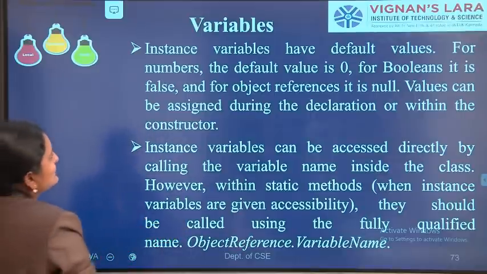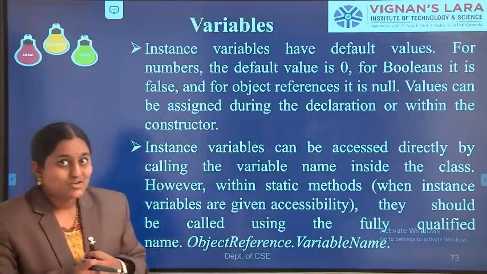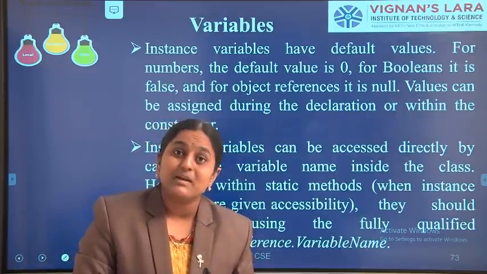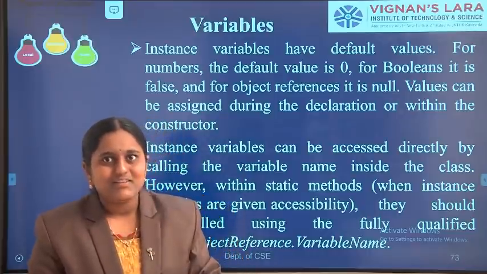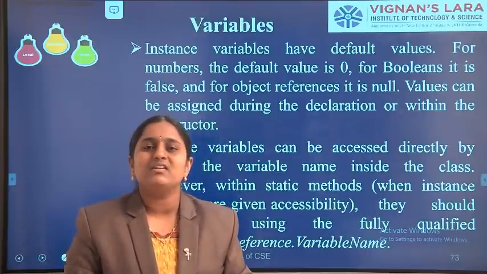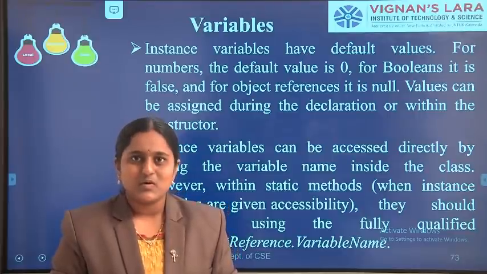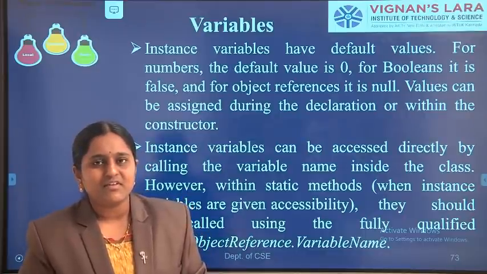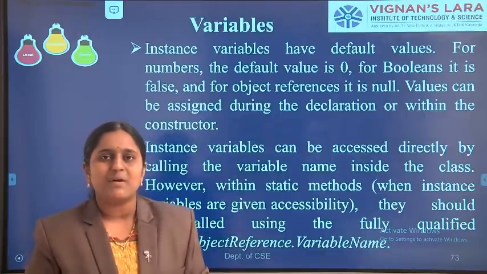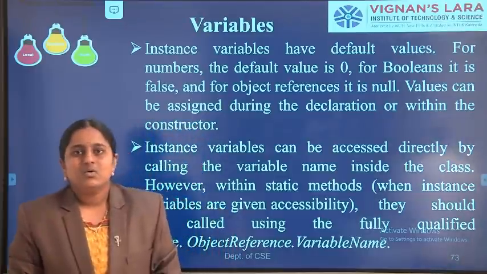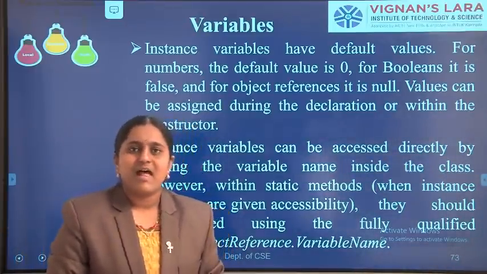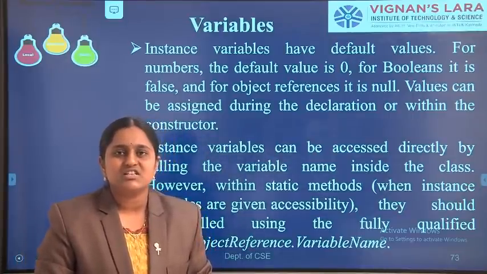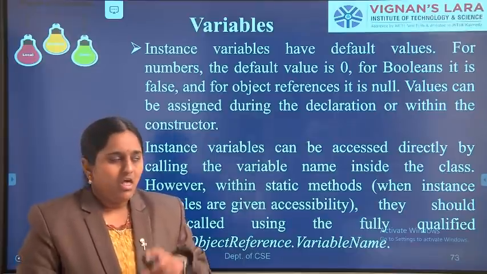Next one. Instance variables have default values. Local variables do not have any default values. Default initialization is not applicable to local variables, but it is applicable to instance variables. Any variable can be defined within a class. We define the variables, and we don't initialize the values. At compile time, the Java compiler initializes the default values, because default initialization is applicable to instance variables. Default initialization is not applicable to local variables.